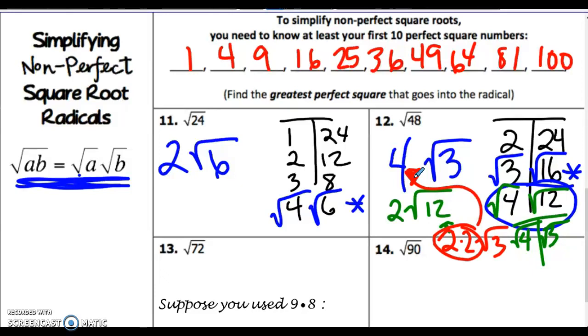So let's look at this one, square root of 72. Why don't you try both the square root of 72 and the square root of 90, pause the video, try them, and then come back.